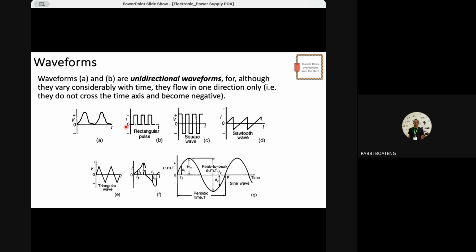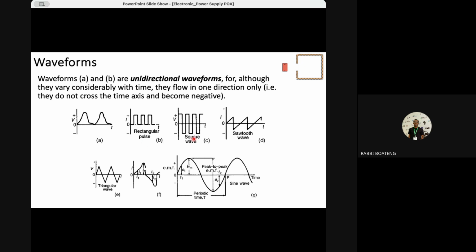But most importantly, this waveform can be in one direction or in two directions in its variation with time. When you say one direction, it means it's taking only the positive side. When you say two directions, it means it takes the positive and the negative. When it's taking only the positive or only the negative, we call it a unidirectional waveform. That is only one direction. So something like A is only one direction, and something like B is also only one direction.